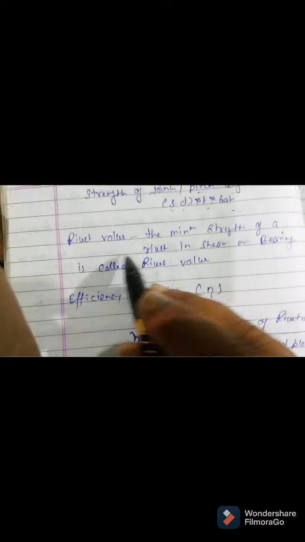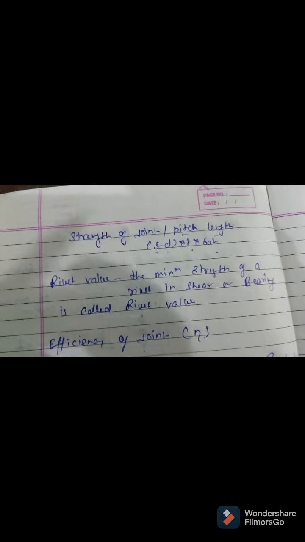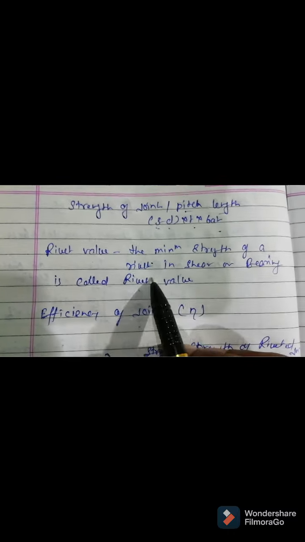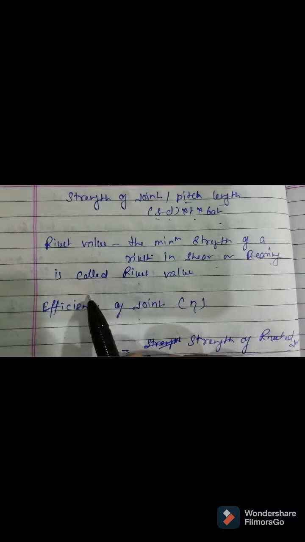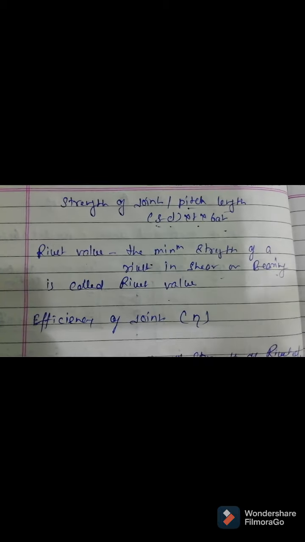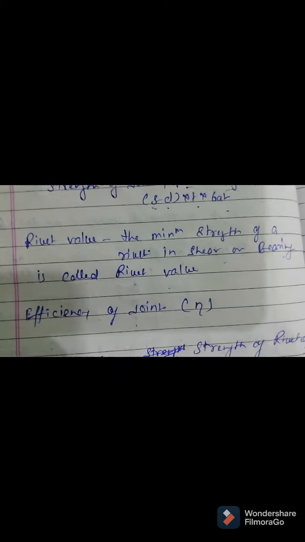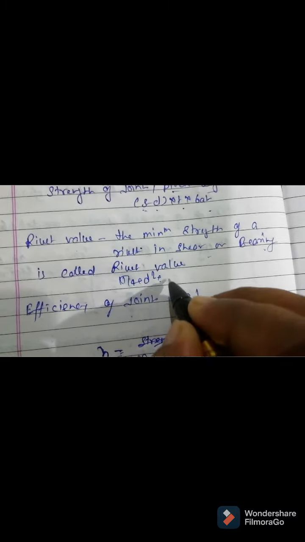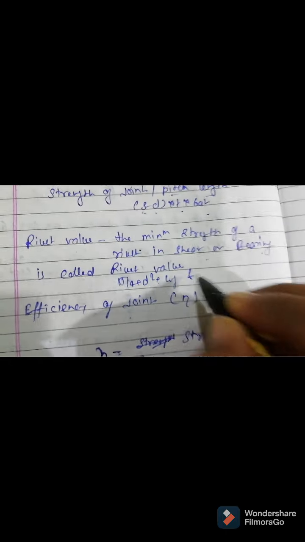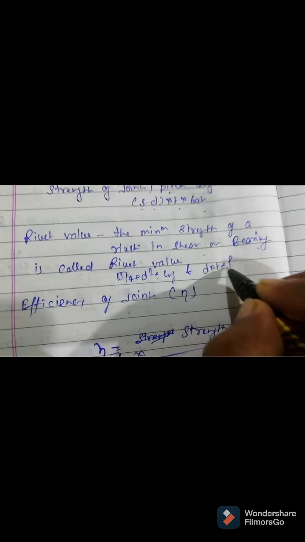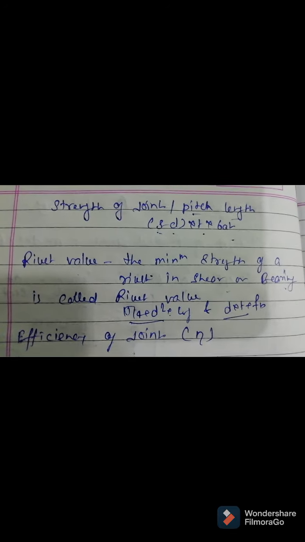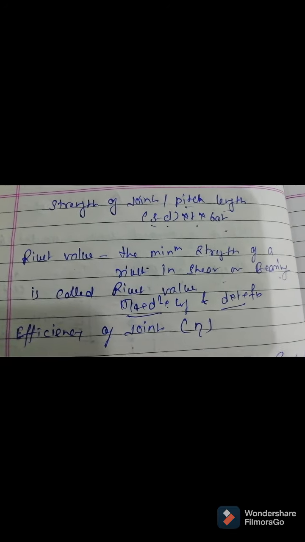Now next is the rivet value. The minimum strength of a rivet in shear or bearing is called the rivet value. When you talk about shear, it is pi by 4 into d square into tau Vf, and in bearing it is d into t into Fb. So whichever is less, that's called your rivet value, and you have to design on that value.